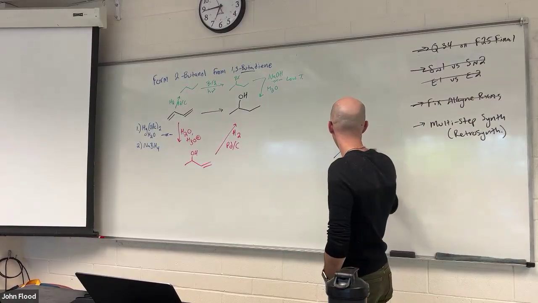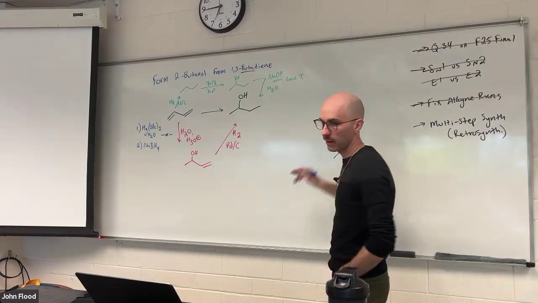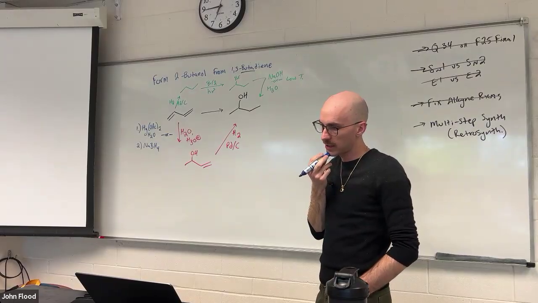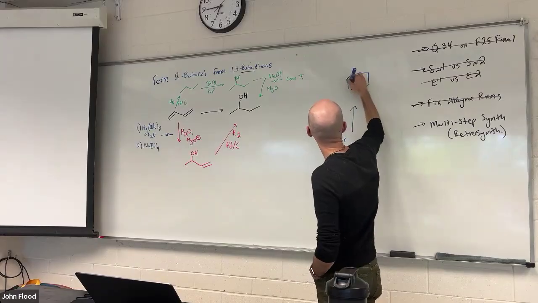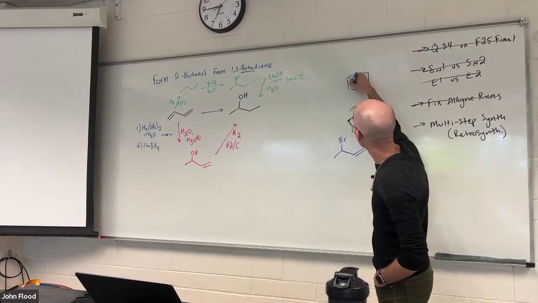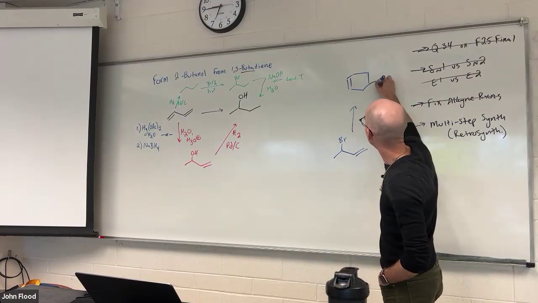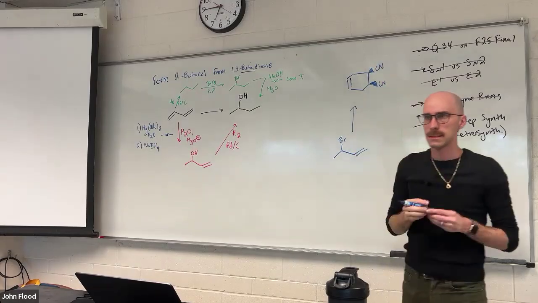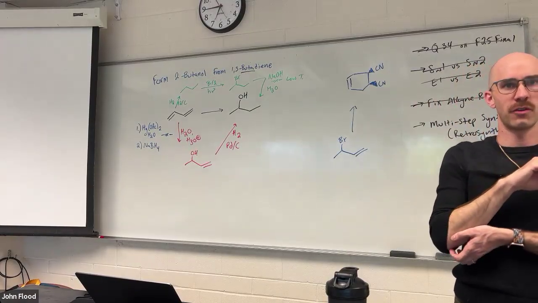3-bromo-1-butene forming cis-4,5-dicyanocyclohexene. Cyclohexene, 1, 2, 3, 4, 5, cis dicyano. Do you know what reaction might be involved in that?